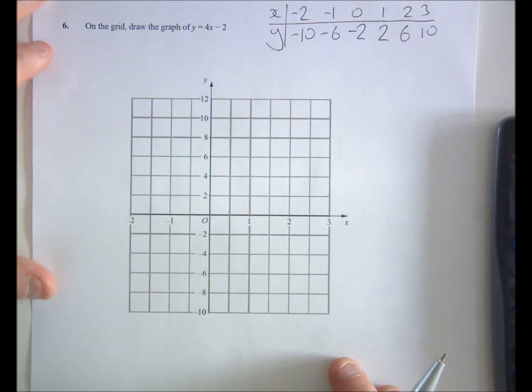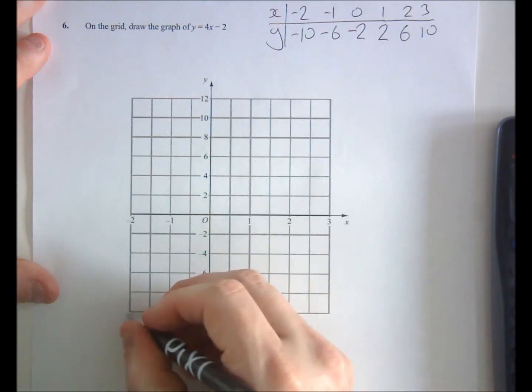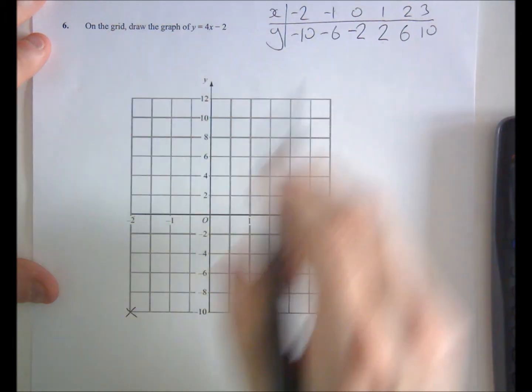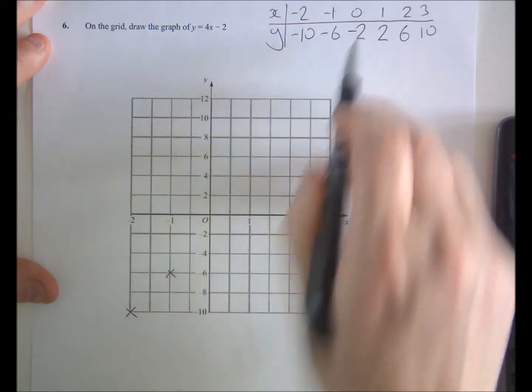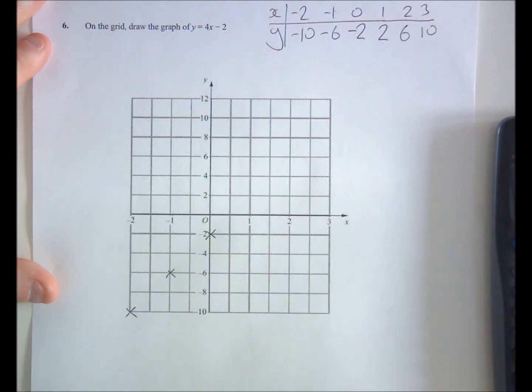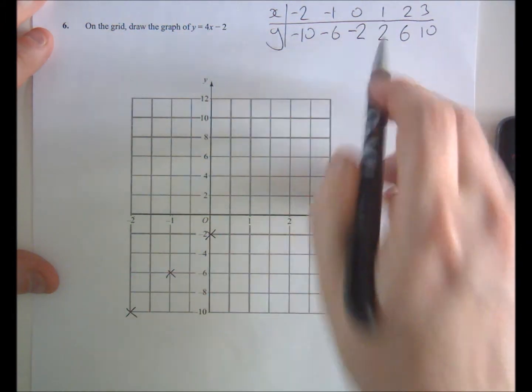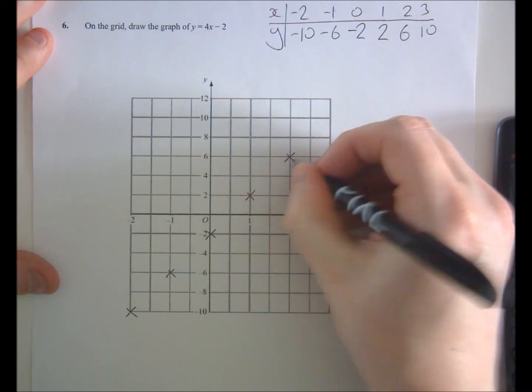I now plot these coordinate points. Minus 2, minus 10; minus 1, minus 6; 0, minus 2, so I don't go left or right, I stay in 0 and I go up or down, minus 2 there; 1 and 2; 2 and 6; 3 and 10.